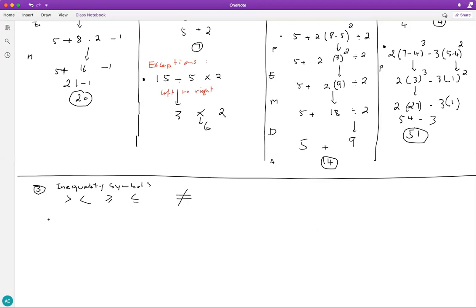Let's start with the first one. The first one is greater than. Greater than is this symbol. Something strictly greater than. For example, if he said, give me a number x that's greater than 3, where would you start from? X greater than 3. Give me any number. What was the first number you would start from for that?